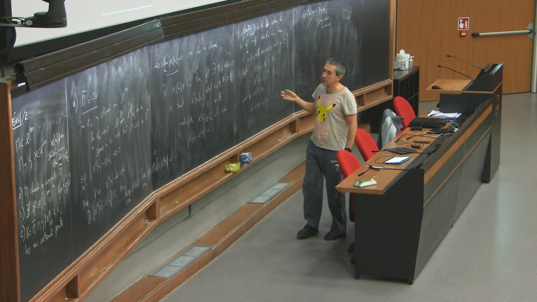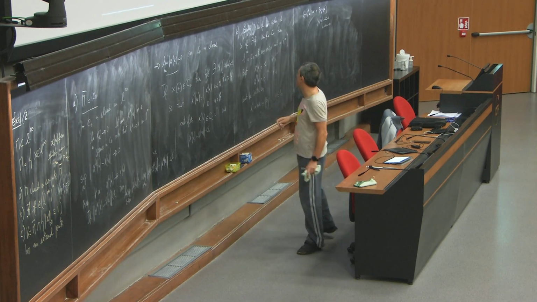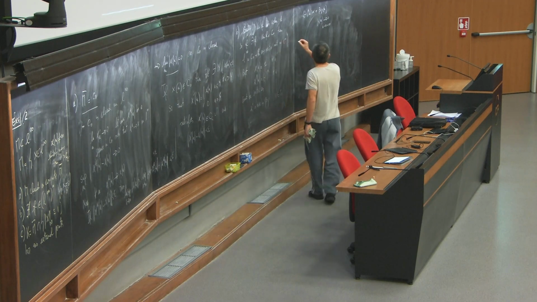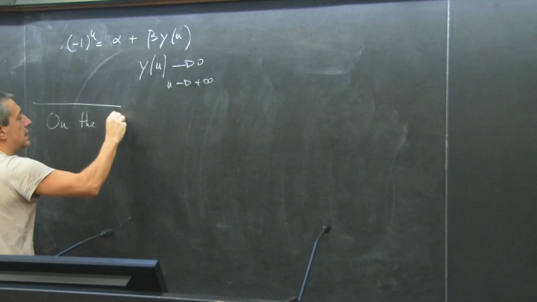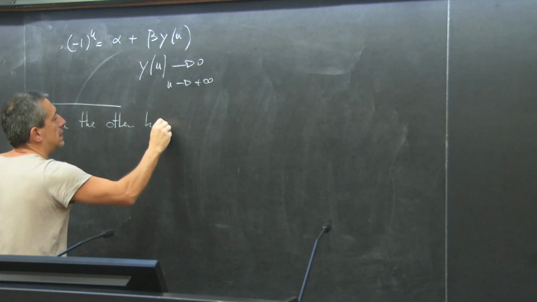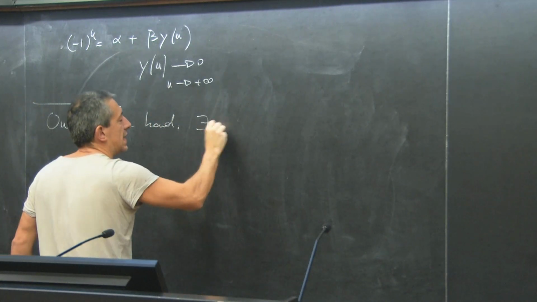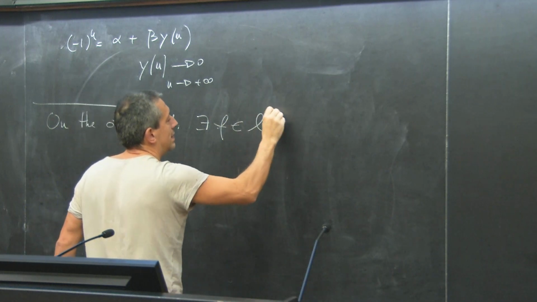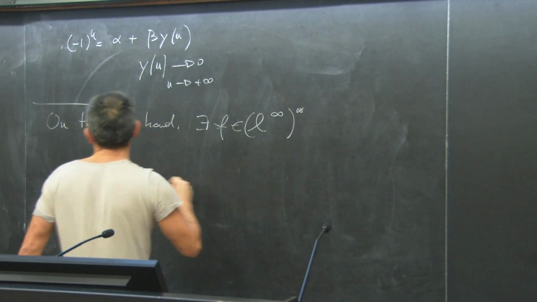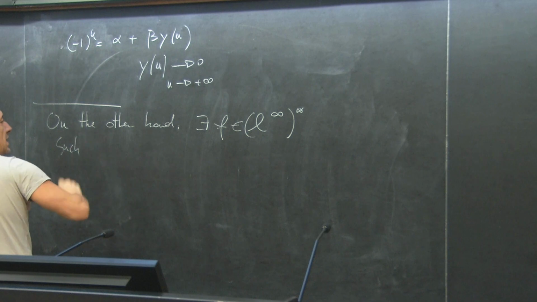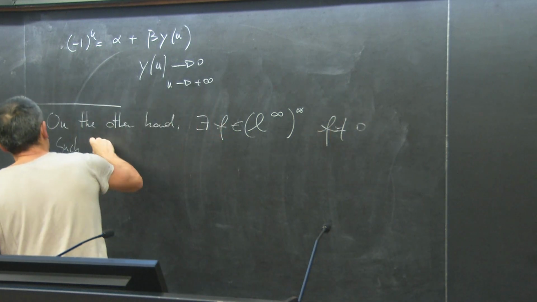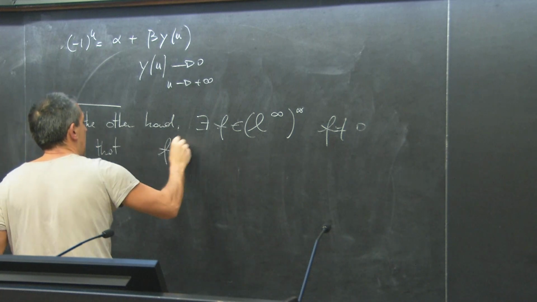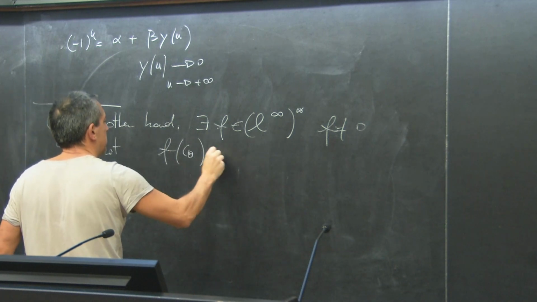It's much easier. On the other hand, there exists f in the dual, f different than 0, such that f in C0 is equal to 0.